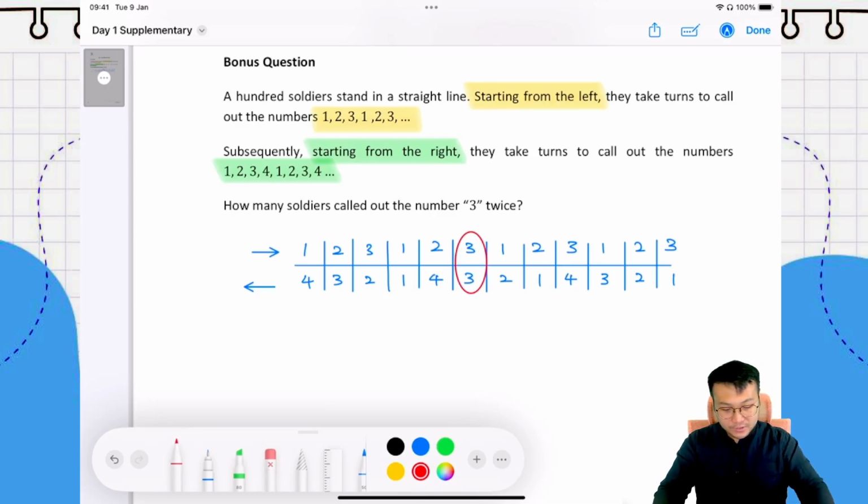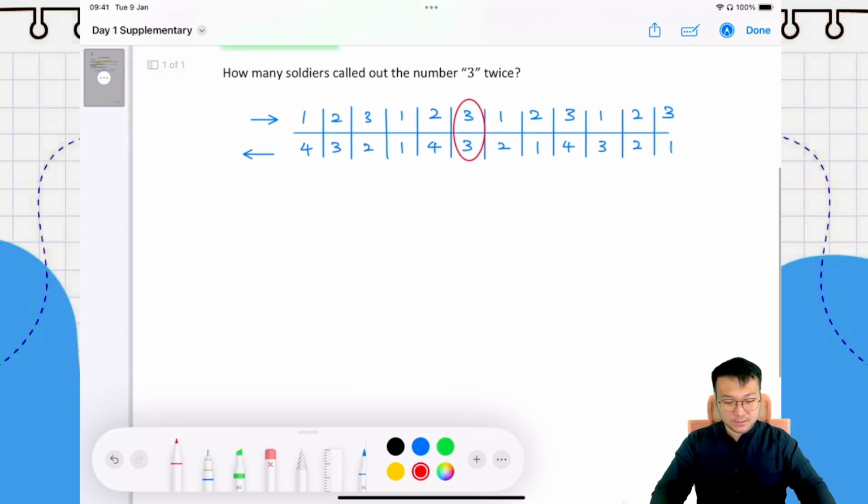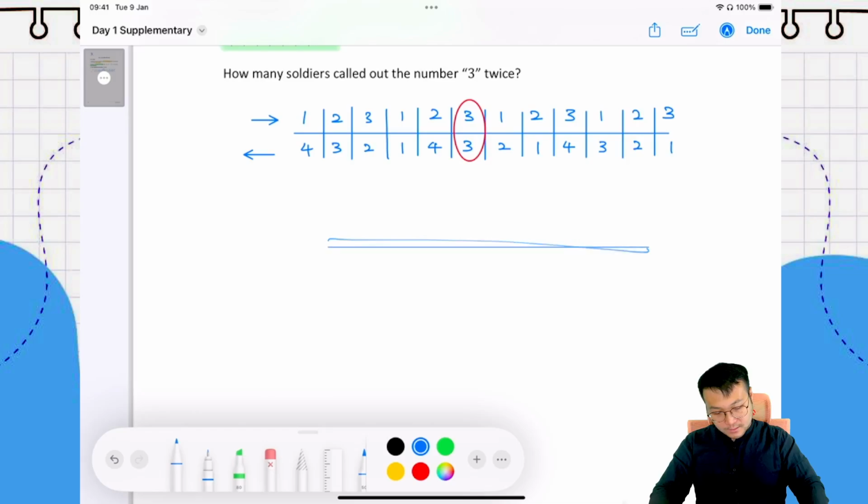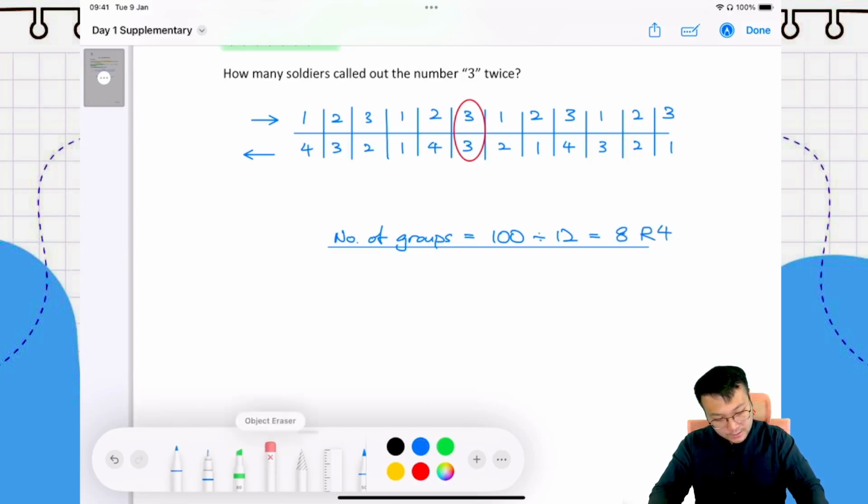So Junchen, my first question to you. Every 12 soldiers, how many people call out the number 3 twice? 1. Then in 100 soldiers, right? Can you tell me how many groups of 12 soldiers are there? 8. Very good. Remainder 4. Okay. Does it matter whether there's a remainder 4? No. Why?